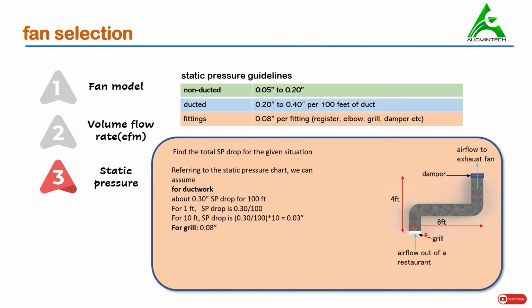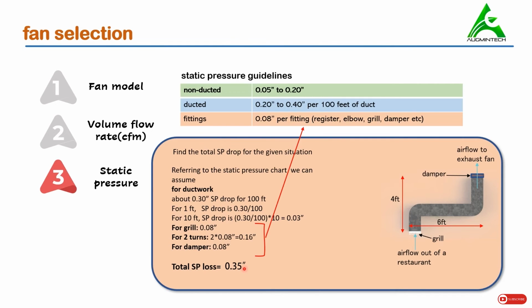Now for the grill, which is located over here, we can use a direct value of 0.08 as mentioned over here. We also have 2 turns, so for each turn we can take 0.08. So for 2 turns it's 0.16 inches of water column. And for the damper, which is located over here near the exhaust, we can take a suitable value of 0.08 inches. So this is the static pressure offered by the individual elements. Now adding all these, we get the total static pressure loss to be 0.35 inches of water column.